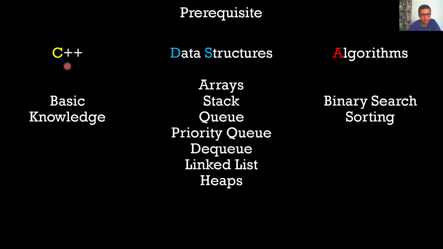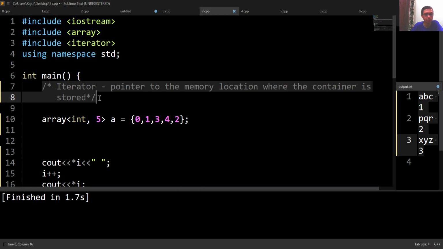So the prerequisite for this particular course is the basic knowledge of C++ and the following data structures and algorithms. Now, before we actually move on to the algorithm part, we first need to understand what an iterator is, right? So an iterator is basically a pointer to the memory location where the container is stored, right? To use an iterator in the program, we need to include this header file called iterator, right?